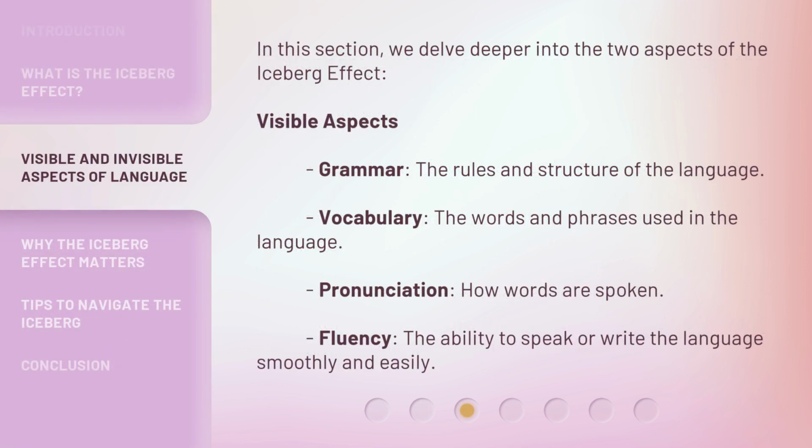In this section, we delve deeper into the two aspects of the iceberg effect. Visible aspects: grammar, the rules and structure of the language; vocabulary, the words and phrases used in the language; pronunciation, how words are spoken; fluency, the ability to speak or write the language smoothly and easily.